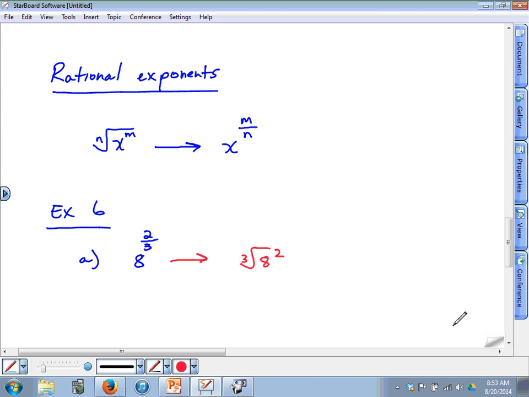Now here you have two options. You could either take 8 and square it and then take the cube root, or you can take the cube root of 8 and square it last. Both will give you the same answer. It doesn't matter what order you go in. Usually it's easier to evaluate the root first and then the exponent. So what's the cube root of 8? 2. 2 squared? 4. That's how those rational exponents work.